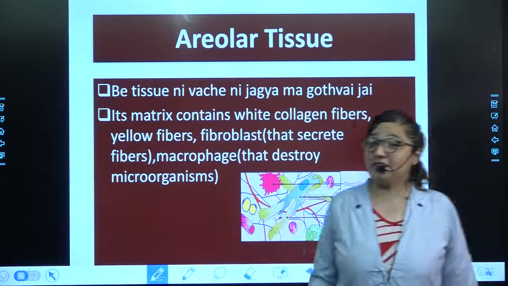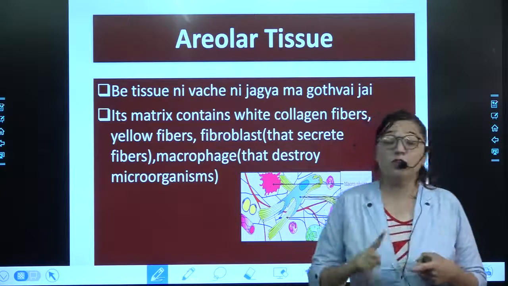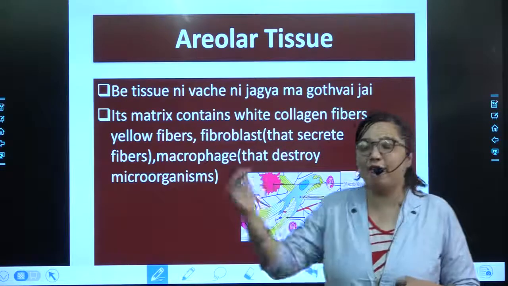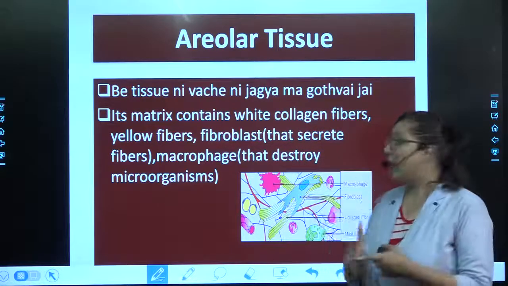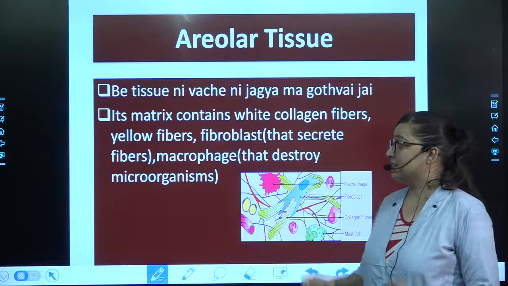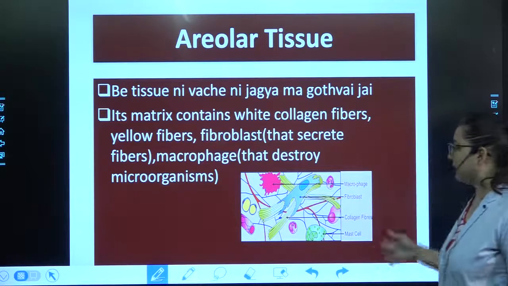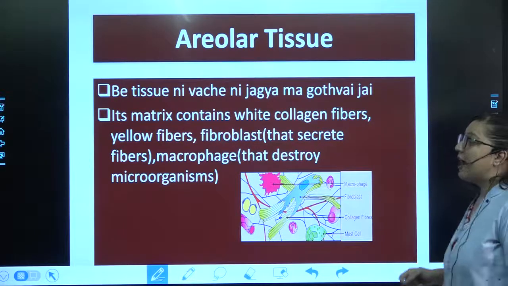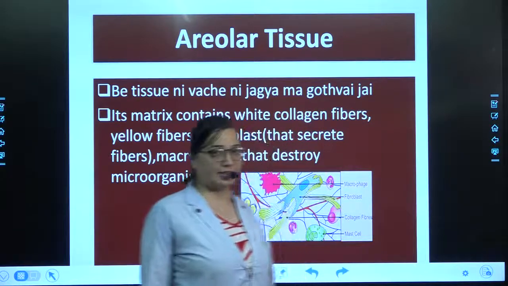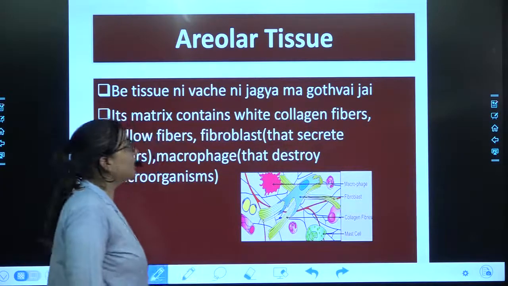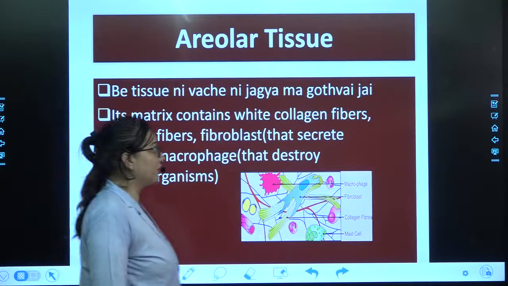Then what is its matrix made up of? Remember, because on the matrix basis also we are having the basic classification: yellow fibers, white fibers, fibroblast, macrophage. You can see over here, this is a macrophage, and it is helping in destroying any kind of organism. So these are the points about the areolar tissue.